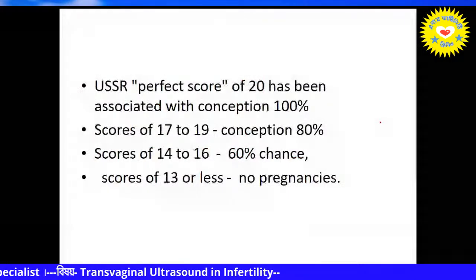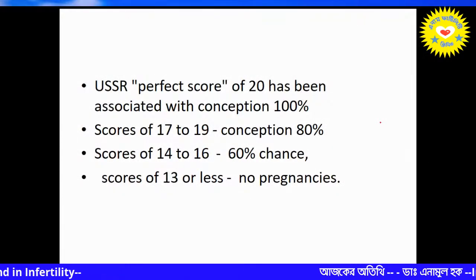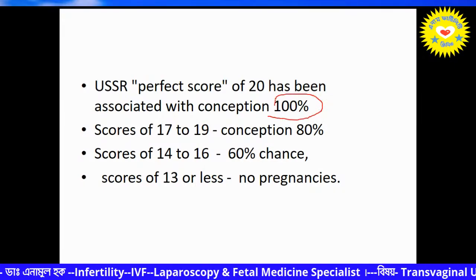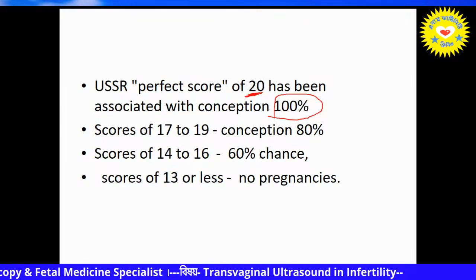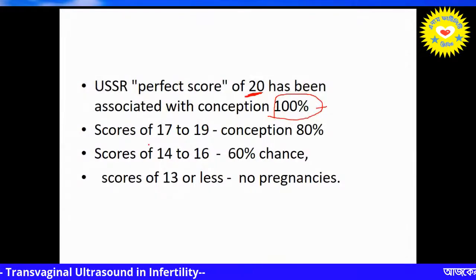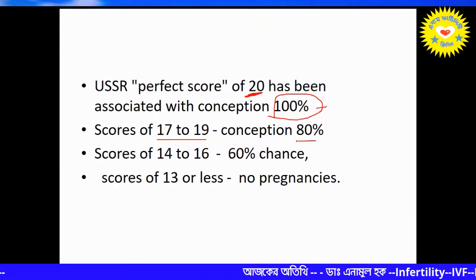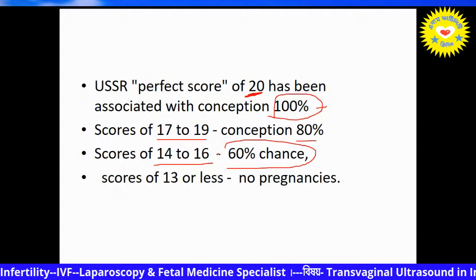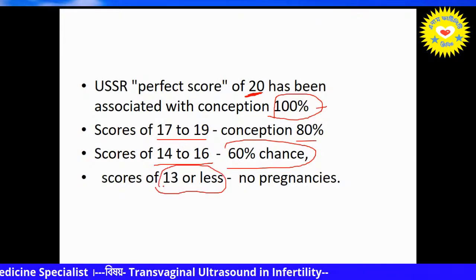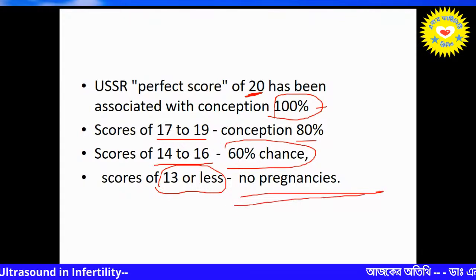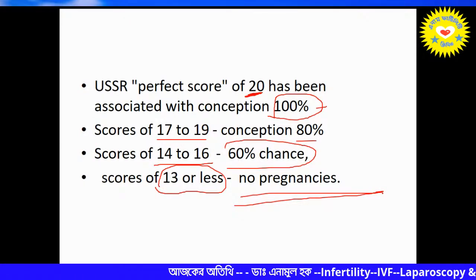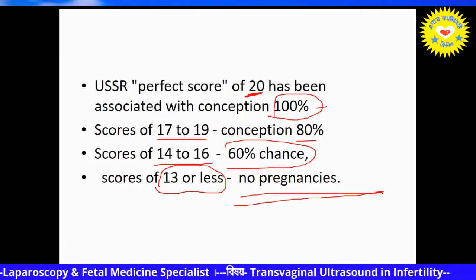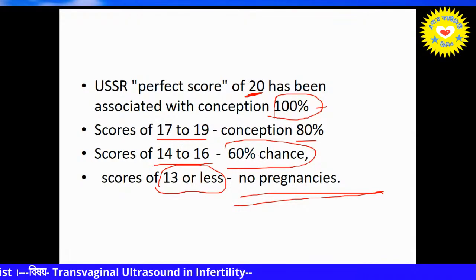In the uterine scoring system for reproduction, the perfect score of 20 has been associated with a conception rate of 100%. If you have a score of 20, your chance of pregnancy is 100%. But with a score of 17 to 19, the conception chance is 80%. With a score of 14 to 16, the chance of pregnancy is 60%. If the score is less than 13, sorry, there is no chance of pregnancy. With this scoring system, you can optimize your success rate. As a clinician, as an infertility specialist, you must know this scoring system.